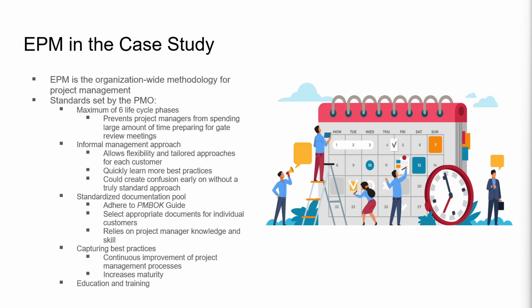The third is a standardized documentation pool. All documents within the pool adhere to the PMBOK guide, and it is up to the project manager's discretion to select appropriate documents for their individual customers. This approach relies on project management knowledge and skill to be successful. The fourth standard is the capturing of best practices at the end of each project. This is a commitment to continuous improvement of the project management process, and over time will increase the maturity of the methodology. The final standard is a commitment to project management education and training.